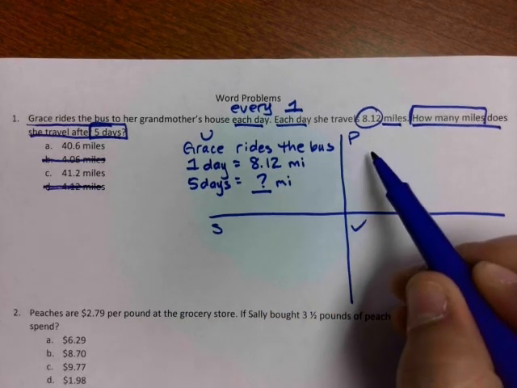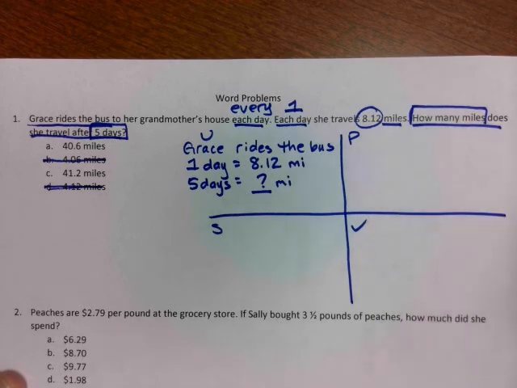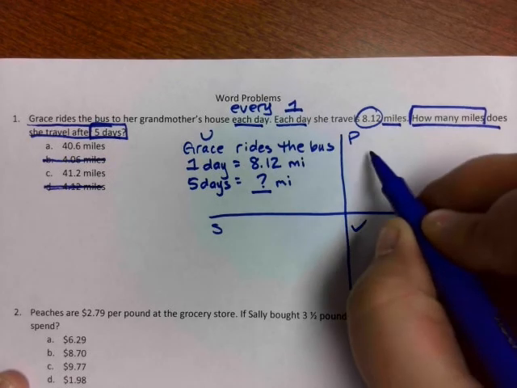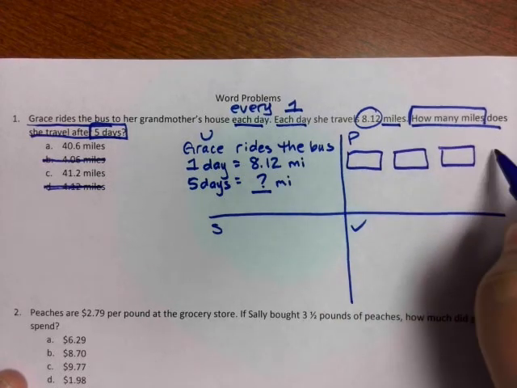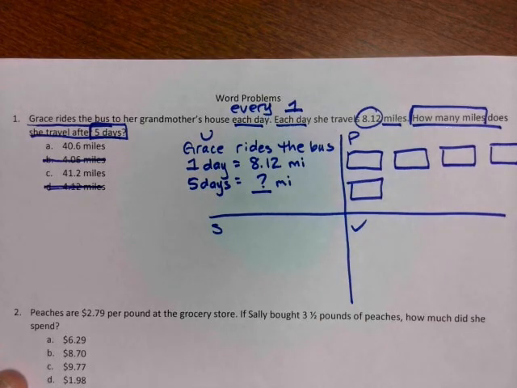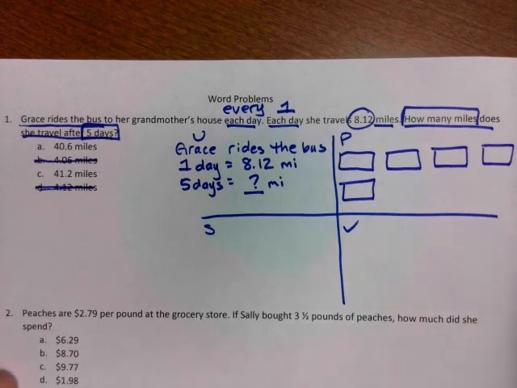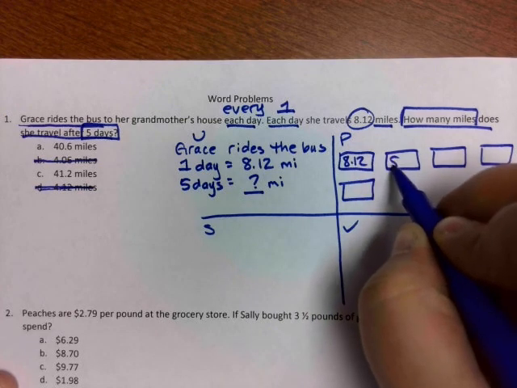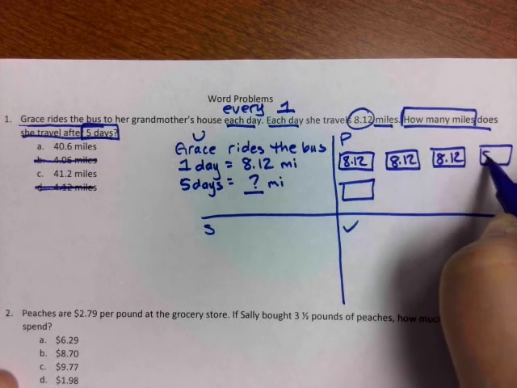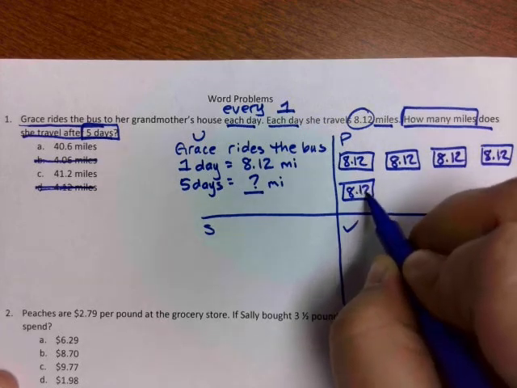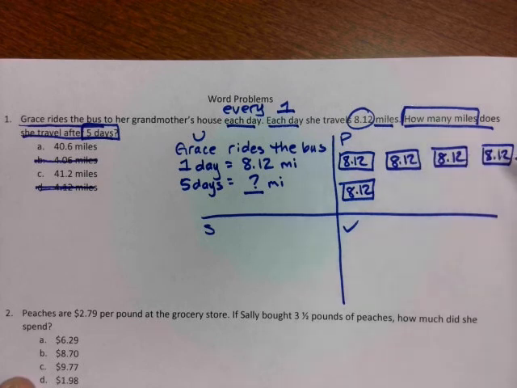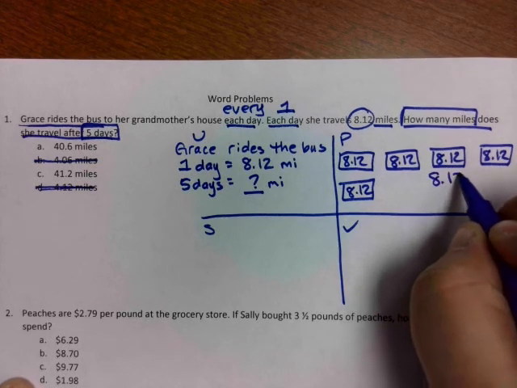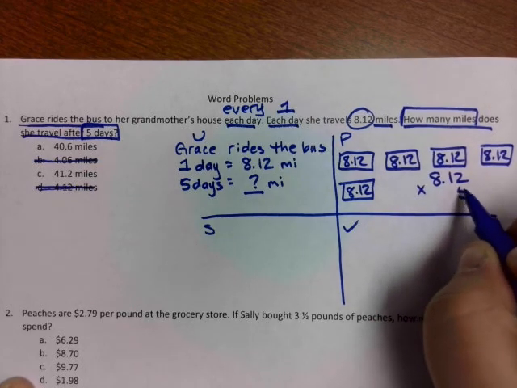All right, now let's come up with a plan. One thing that might be helpful is to think of this visually. If we have 5 days, 1, 2, 3, 4, and 5, we know that in those 5 days, she travels 8.12 miles each day. One thing we could do to solve this problem is take all these and add them up, because we just want to know how much she has after 5. But the quicker thing to do would be to take the miles per day and multiply it by 5.